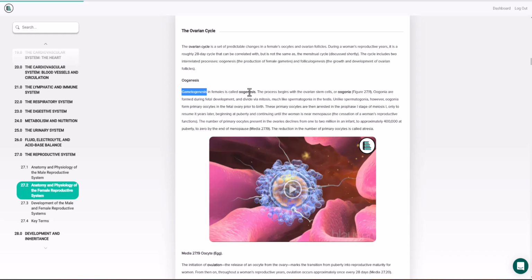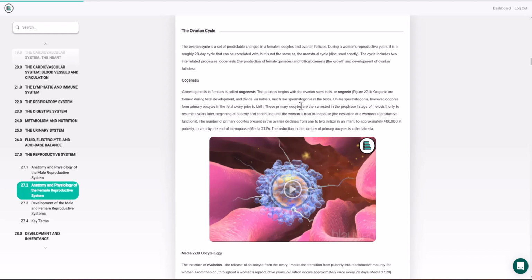In the female, oogenesis is going to begin with some stem cells called oogonia. Again, there's a lot of parallels here. Remember, in the male we had spermatogonia, in the female we have oogonia. And here's what's different. The oogonia are going to initially start the process of meiosis even before birth. So the oogonia will form what's called primary oocytes in the fetal ovary before birth.